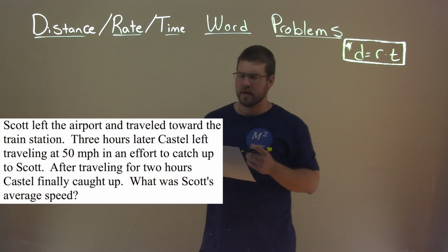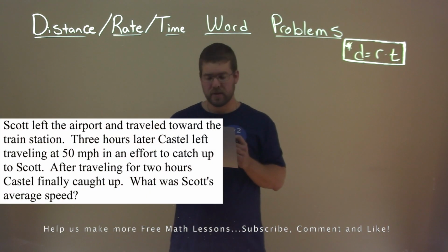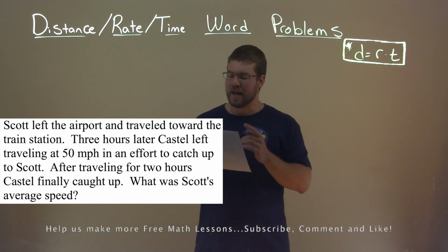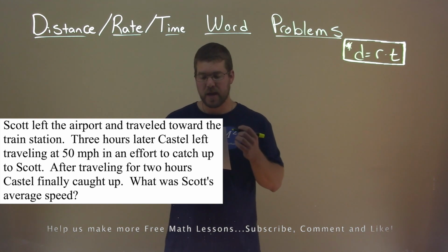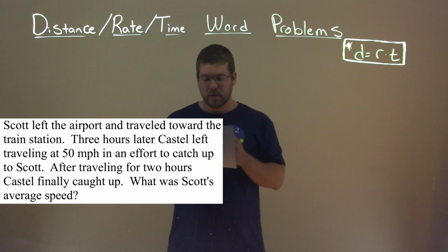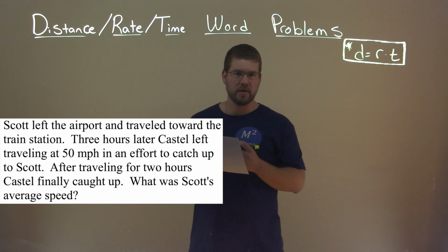We're given this problem right here. Scott left the airport and traveled toward the train station. 3 hours later, Castile left traveling at 50 miles per hour in an effort to catch up to Scott. After traveling for 2 hours, Castile finally caught up. What was Scott's average speed?